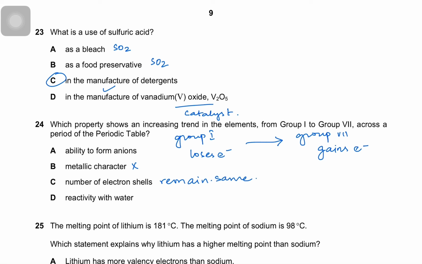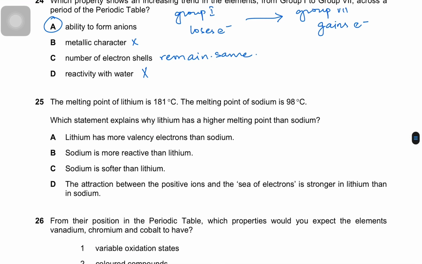Reactivity with water? No, sorry. Group 1 reacts with water. Group 7 does not react violently with water. So that is also wrong. So A for apple is the answer. The melting point of lithium is 181 degrees Celsius. The melting point of sodium is 98. Which statement explains why lithium has a higher melting point?